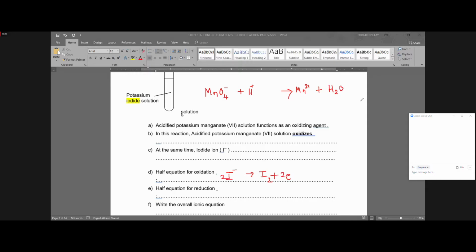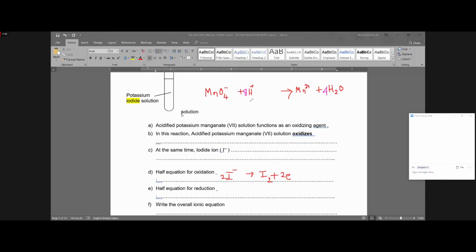Once you have written, let's check first. Mn, Mn. There's O here, but it's not balanced, so let's balance it first. Mn, no problem. How many oxygen here? 4 oxygen, so I'm going to put a 4 here. 4 oxygen, 4 oxygen. How many hydrogen here? 4 times 2 is 8 hydrogen, so I'm going to put an 8 here. You see all the atoms are balanced. Mn, Mn, 4 oxygen, 4 oxygen, 8 hydrogen, 8 hydrogen.